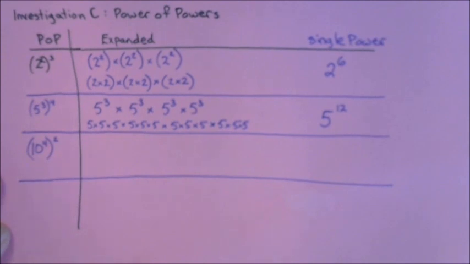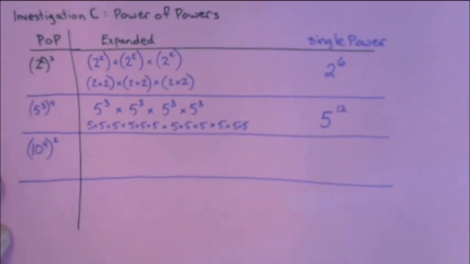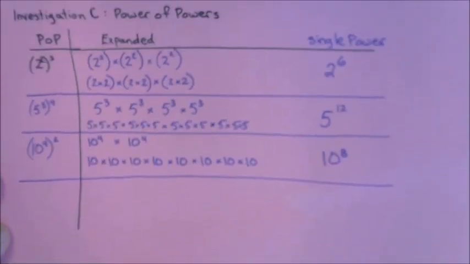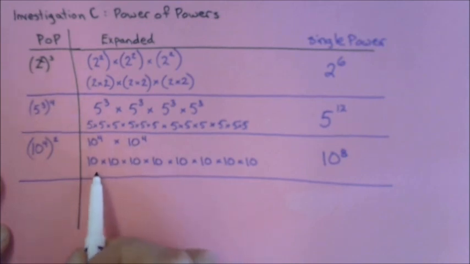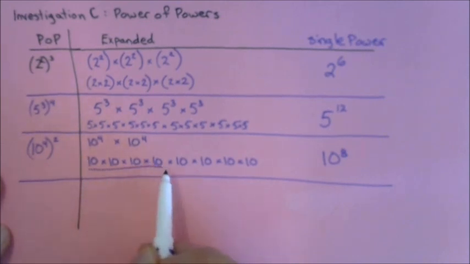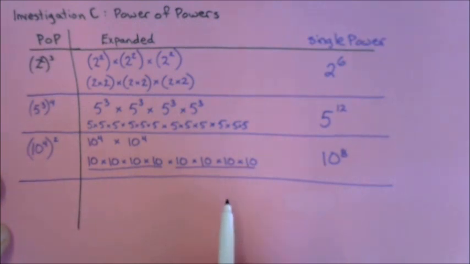And at the end, you can make a conjecture about the relationship between each power of powers from the first column and the single power in the second column. Remember to relate the base of each column and the exponents of each column. Okay, after expanding the last example there, 10 to the power of 4 to the power of 2, should have been able to write 2 factors of 10 to the power of 4, and expand out each of those factors, having 4 factors of 10 here and 4 factors of 10 here, for a total of 8 factors of 10, 10 to the power of 8.